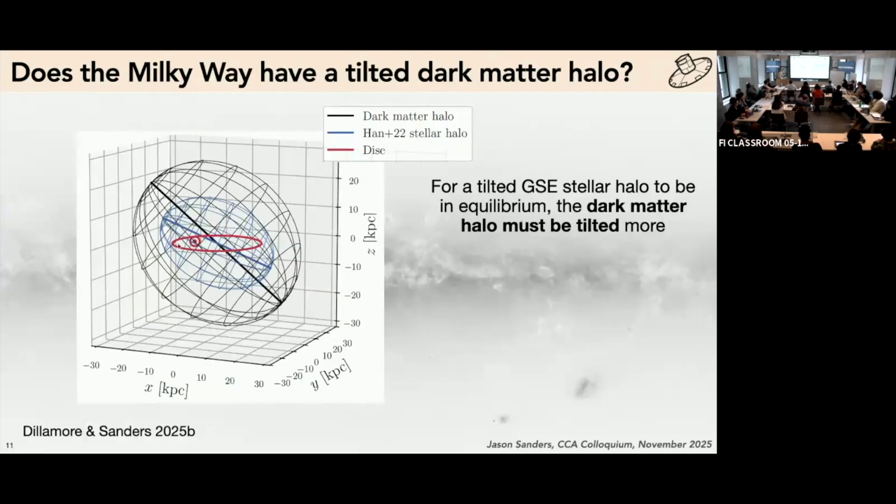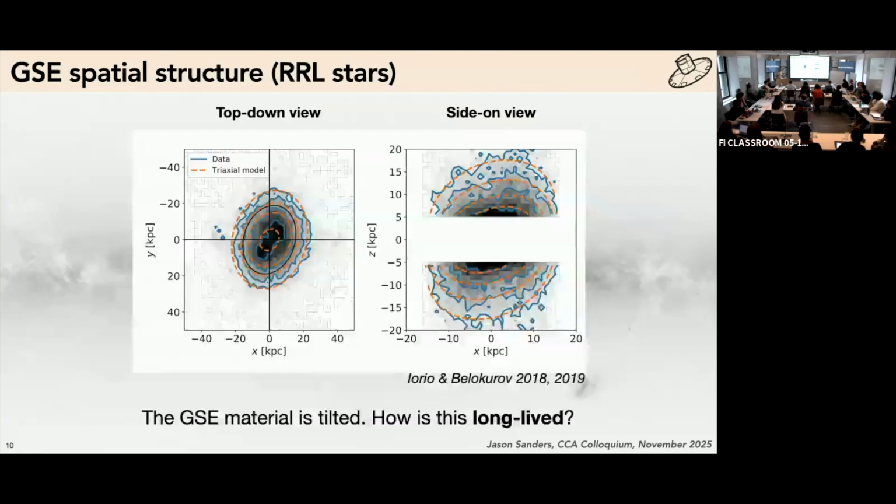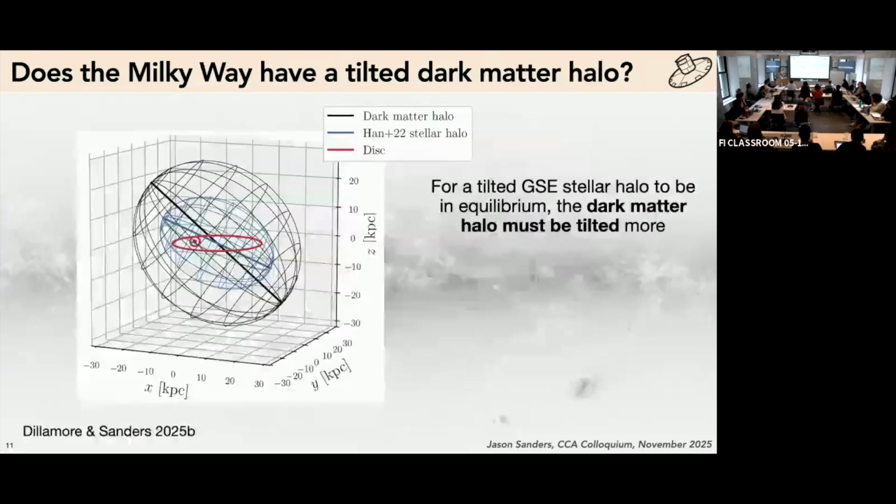This red ring is showing the disk plane. The red dot is where the sun is. The blue is roughly this Ara Lyrae distribution, just an equi-density contour. And if you and Adam tried to construct equilibrium models, so very long-lived models that follow the orbits of stars in the GSE, and required that they align with this blue distribution.